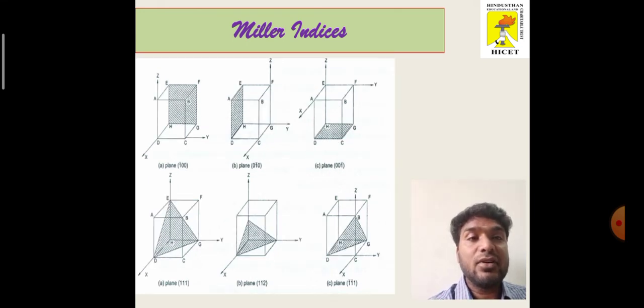Some more diagrams have been given. Please look at the fourth diagram. The plane is intercepting along the three coordinate axes.